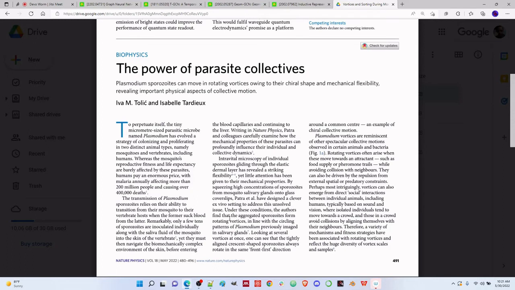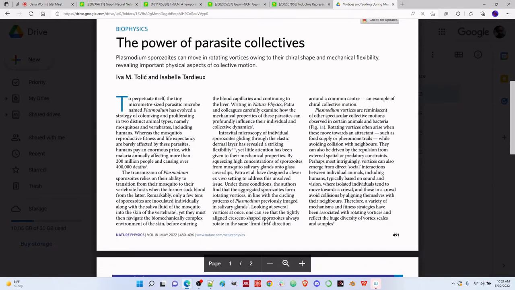Under these conditions, the authors find that aggregated sporozoites form rotating vortices, in line with the circling patterns of Plasmodium previously imaged in salivary glands. So they can image these things in vivo, but you can see these ex vivo as well, under a microscope. Looking at several vortices at once, one can see that the tightly aligned crescent-shaped sporozoites always rotate in the same front-first direction around a common center, an example of chiral collective motion. So they have this chirality to the motion. It's going in this sort of swarm, but the swarm has a very distinct structure around a central point.